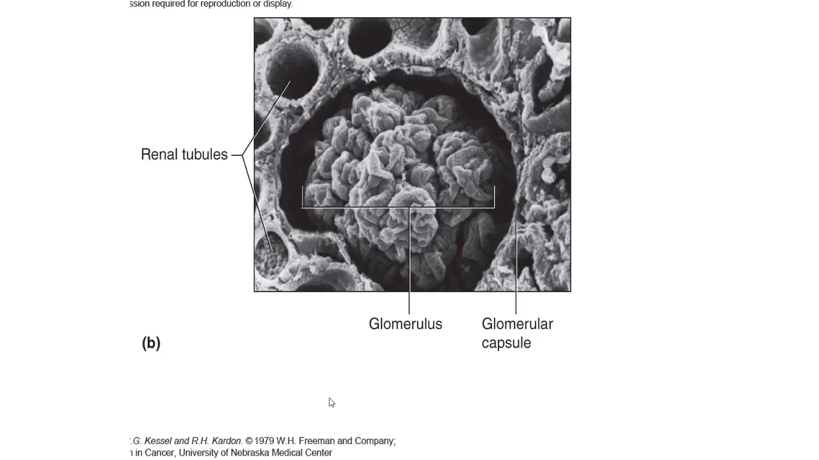Here is a close-up view of how this would look. This tangled mass, all of this, that is the glomerulus. And then the area right around it is the Bowman's capsule, sometimes called the glomerular capsule. Either term is fine. Then the tubules will be found just outside of that.